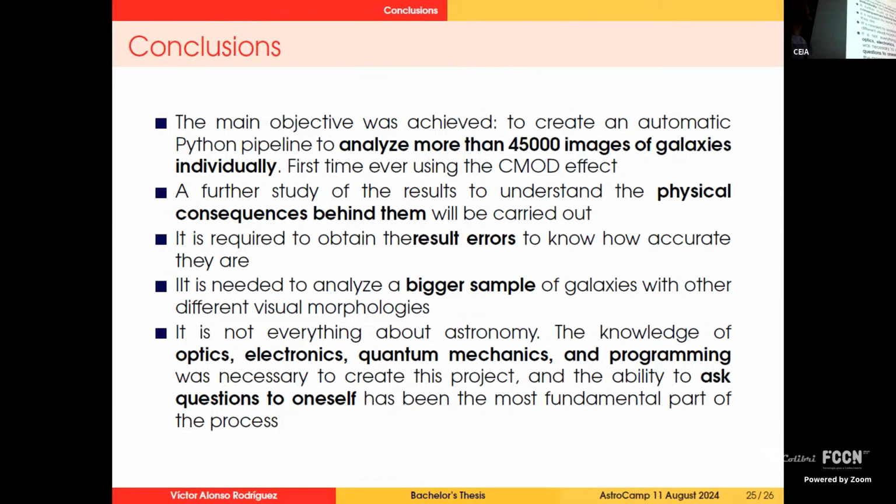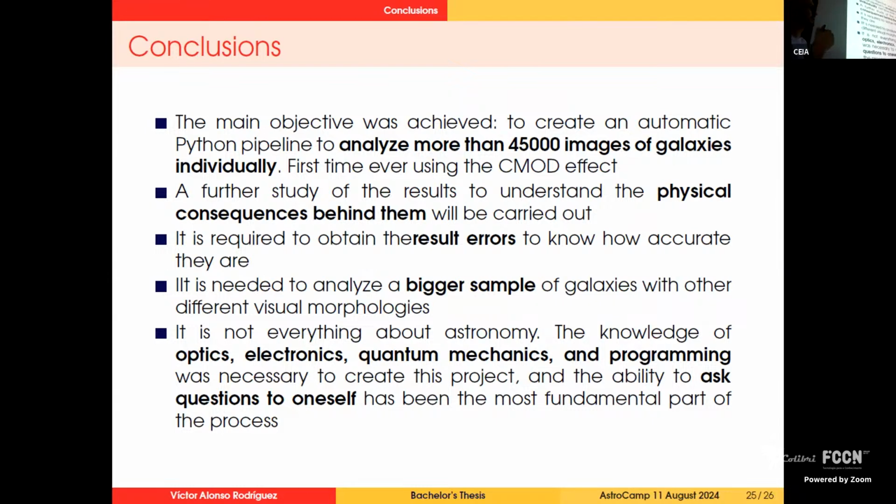We need to obtain the errors of the results because we don't know how accurate they are, but it is a complex process because there are a lot of images to simulate. We need to create a bigger sample of probably, I don't know, 50 galaxies with more morphologies. But for me, and for you, because you are still young, this is the more important conclusion.